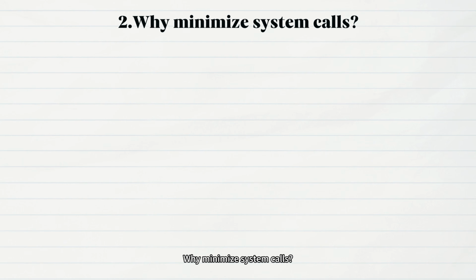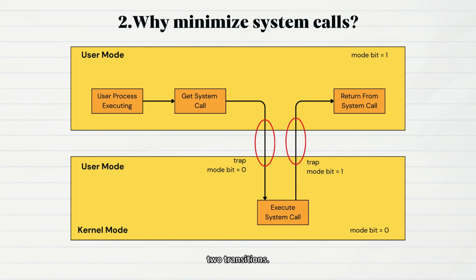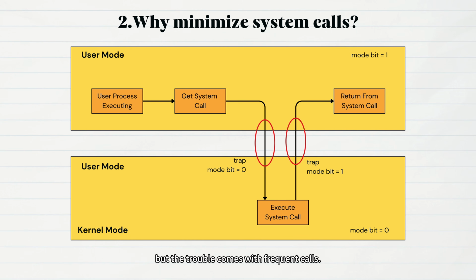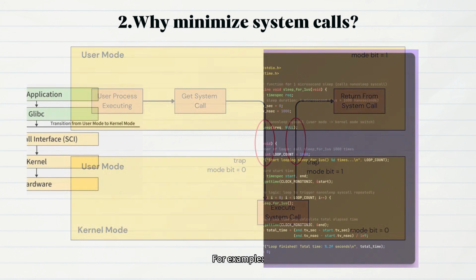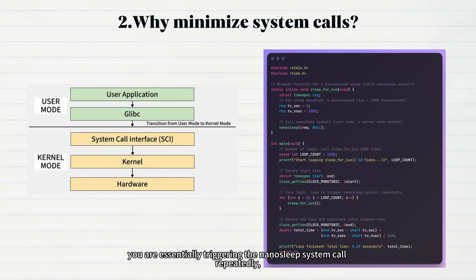Why minimize system calls? Every system call requires a round trip from user mode to kernel mode and back, 2 transitions. Essentially, this is 2 simplified context switches, no thread switch needed, just privilege level switching and saving, restoring user and kernel mode registers. The cost of a single system call switch might be only a few microseconds, but the trouble comes with frequent calls. For example, if you spin in a loop frantically calling sleep(4), you are essentially triggering the nanosleep system call repeatedly. Each time performing a user kernel mode switch, performance will instantly collapse.